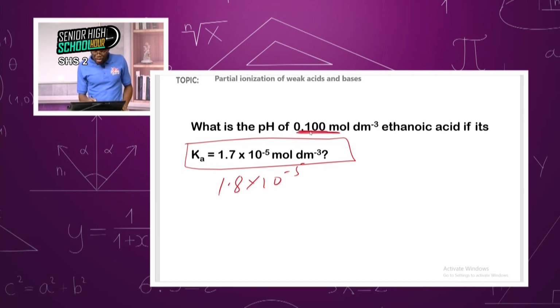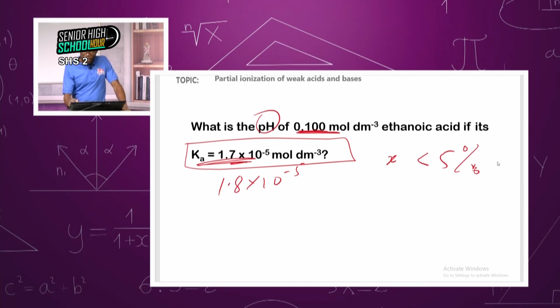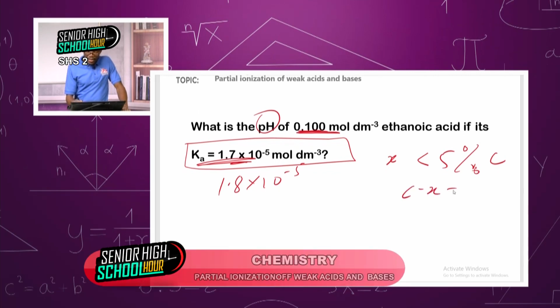What do we know? The initial concentration has been given to us. Ka has been given to us. And what are we looking for? We are looking for pH. If you cannot quote the formula, please don't worry yourself. It's simple. If the value of the degree of dissociation, as we use X to represent, is less than 5% of C, then we can say that C minus X is approximately equal to C. So our concentration will be C.